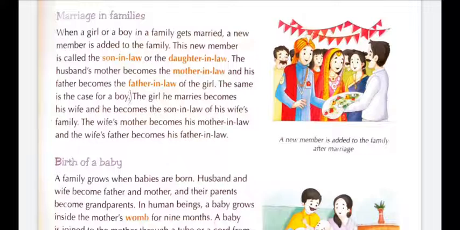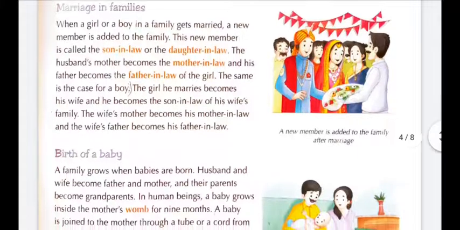So, in this paragraph, when a girl or a boy gets married, a new member is added to a family, and they become husband and wife. The new member who is added to a family is called the son-in-law or the daughter-in-law. After getting married, new relations are added to both the boy's and the girl's families, like father-in-law and mother-in-law. Okay, now move on to the next paragraph, that is birth of a baby.